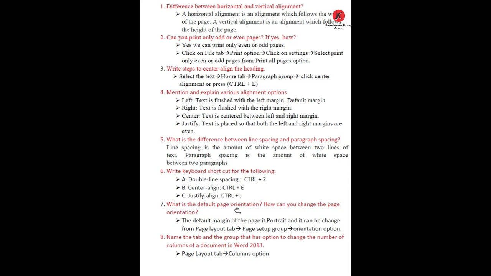What is the default page orientation? How can you change the page orientation? The default orientation of the page is Portrait and it can be changed from Page Layout tab, Page Setup group, and Orientation option. Name the tab and the group that has the option to change the number of columns of a document in Word 2013. So for this we have to click on Page Layout tab and Columns option.